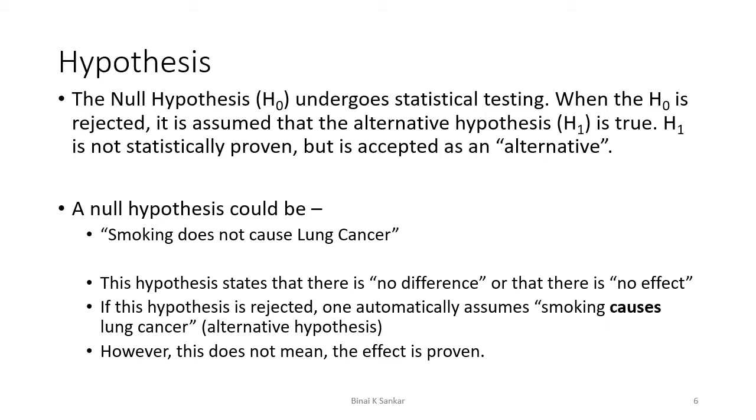Now, when I do a testing of the hypothesis, say for example this hypothesis is rejected, then one automatically assumes that smoking causes lung cancer, or that's the alternative. Or you may not say that smoking causes lung cancer, but you could in fact say that smoking has an effect on lung cancer. It could be either that it causes, or it could be that it is a protective effect. Either way, for that you require further testing to find out which of those statements are true.